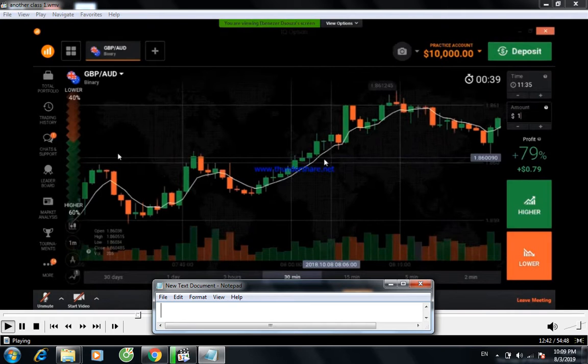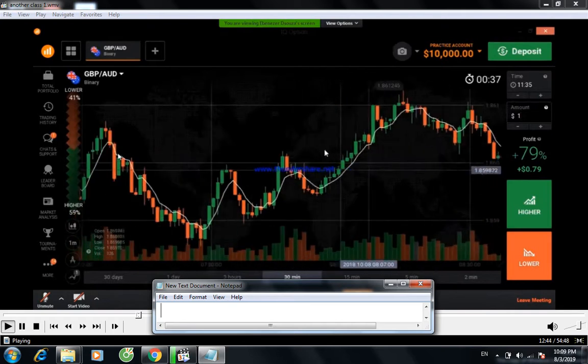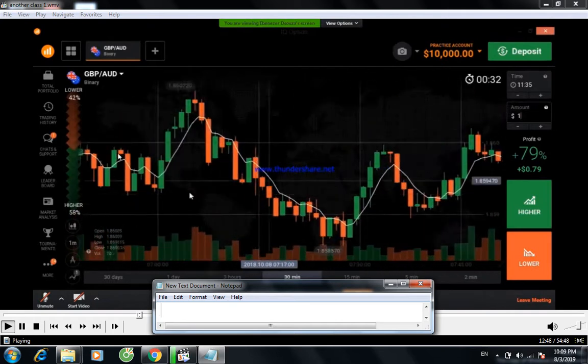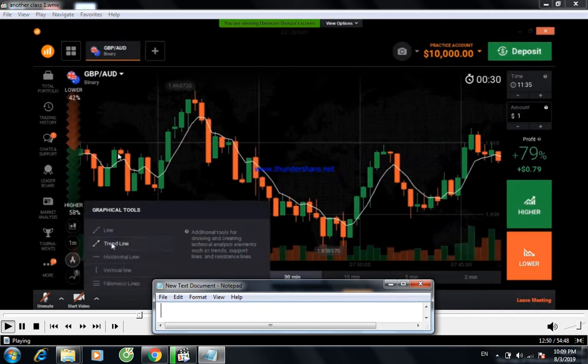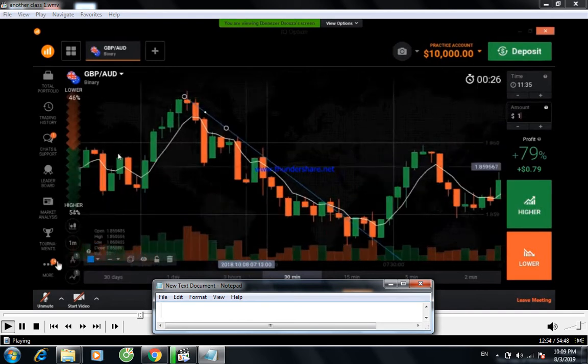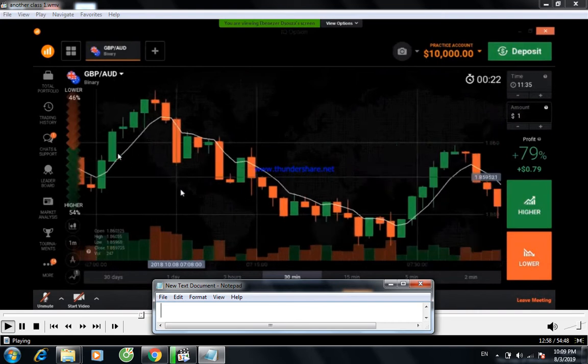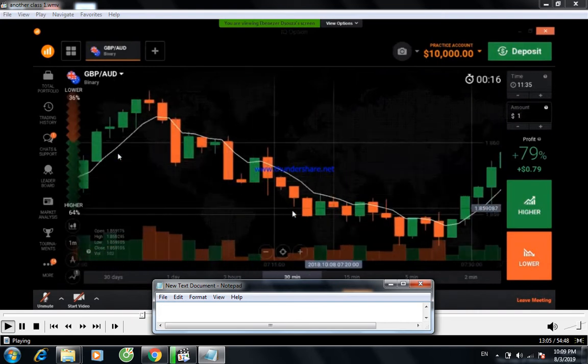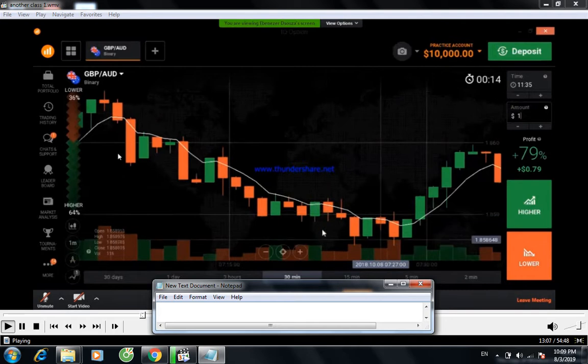Okay, this EMA line will help you to trade. You can see this is downtrend. No need to draw trend line like this. You can also draw trend line, but instead of trend line, this EMA line will help you. You can see the market reversed from the EMA line.